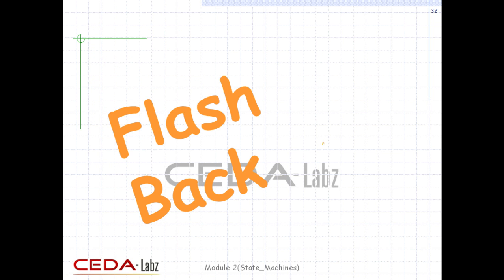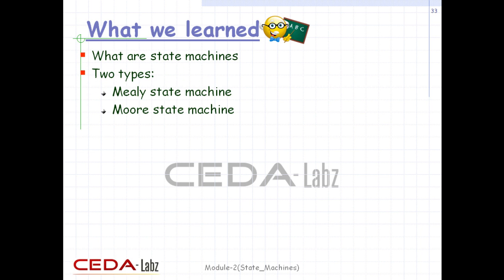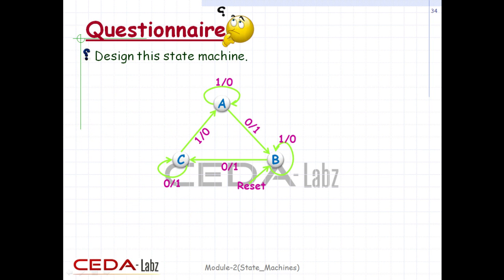Now, let's move into the flashback. In this tutorial we learned what finite state machines are, and their kinds, Mealy and Moore machines. We did some design examples of both types of state machine. We also studied state encoding techniques and their types. Here is a state machine state diagram for you. I hope you will be able to design it.